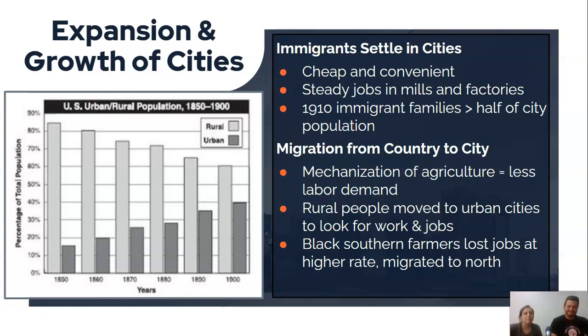So we see steady jobs in mills and factories, like I just mentioned. And then in 1910, immigrant families add up to half the city population.